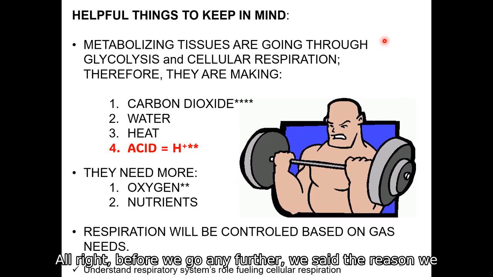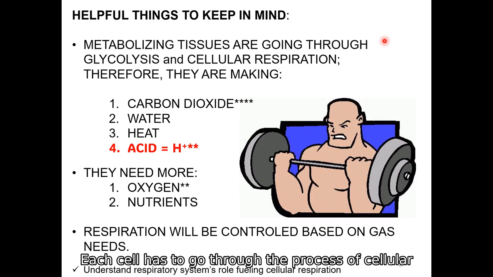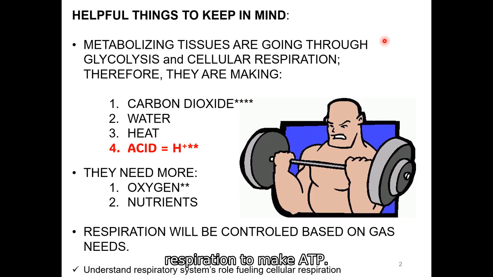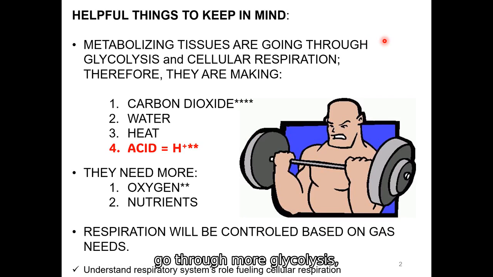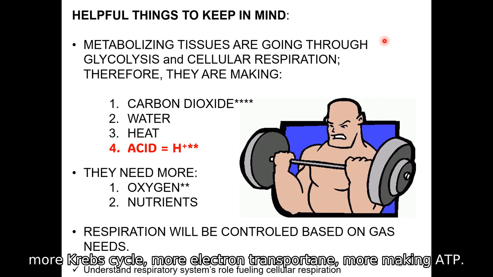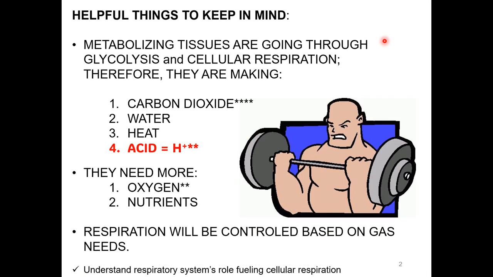All right, before we go any further, we said the reason we breathe is for cellular respiration. Each cell has to go through the process of cellular respiration to make ATP. Not all tissues need as much ATP as others. So metabolizing tissues are going to do more cellular respiration, so go through more glycolysis, more Krebs cycle, more electron transport chain, more making ATP. Therefore, they're going to generate more waste products.